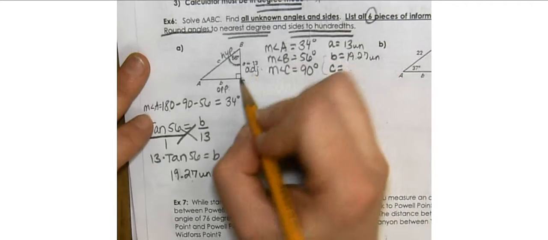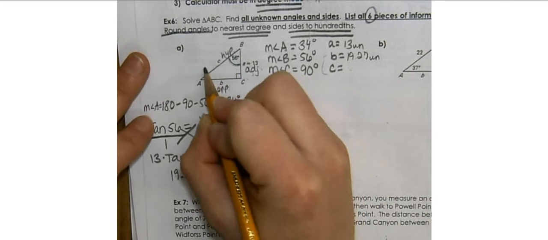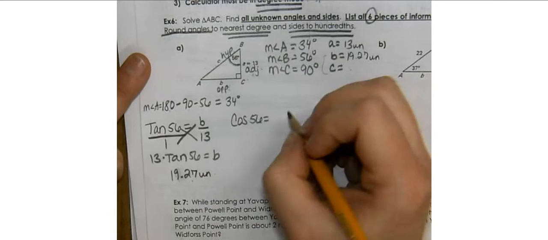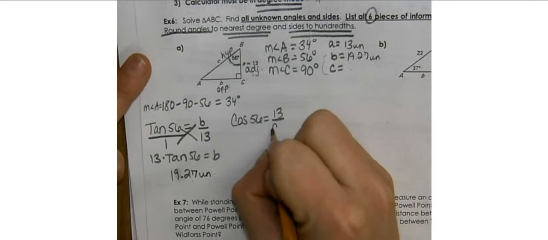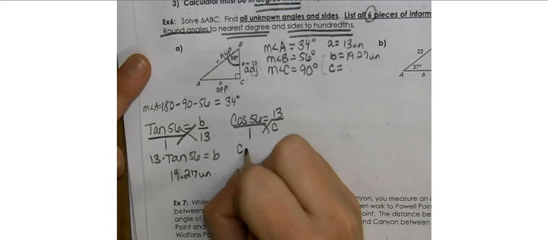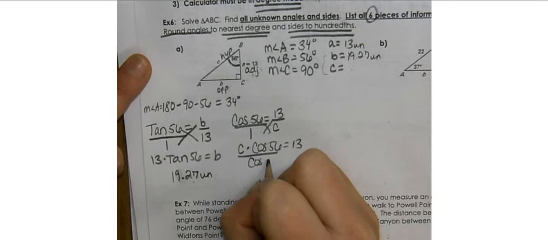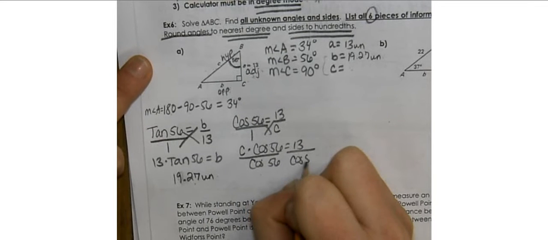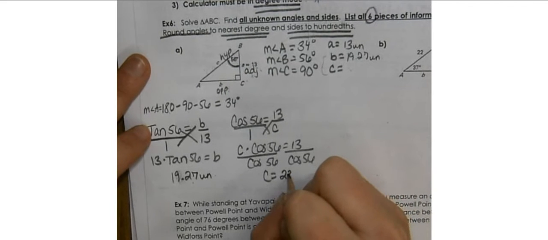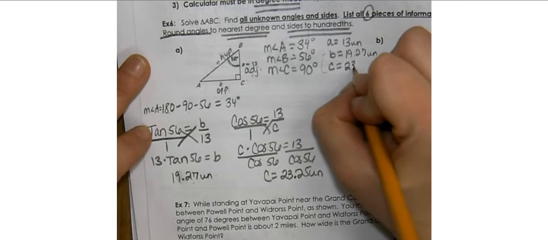So I have my adjacent is 13 and I want to find the hypotenuse. Adjacent and hypotenuse means we're going to use cosine. So I'm going to write the cosine of 56 is going to be equal to the adjacent, which is 13, divided by my hypotenuse, which is c. Using cross product again, I'm now going to write c times the cosine of 56 is equal to 13. I'm going to divide both sides by the cosine of 56. And when I do that, I find that c is equal to 23.25 units. And that is a fully solved triangle.